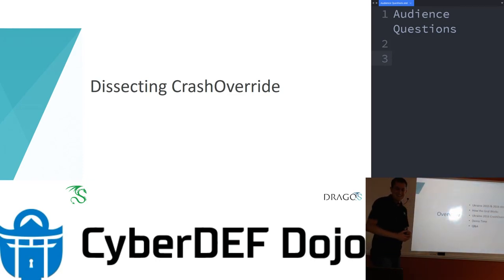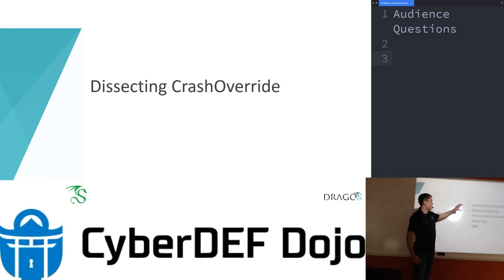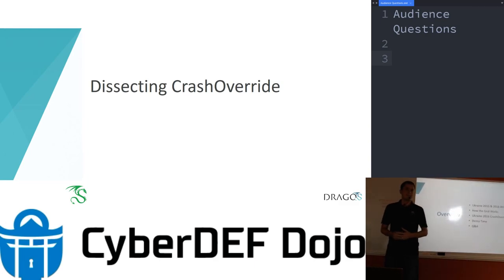So an overview. We'll talk about Crash Override and the Ukraine 2015 and 2016 attacks. We'll talk about how the power grid works if you're not familiar with some of the intricacies so you can understand it. We'll go over specifically Crash Override, the 2016 malware that was used in that outage. We'll do a demo.